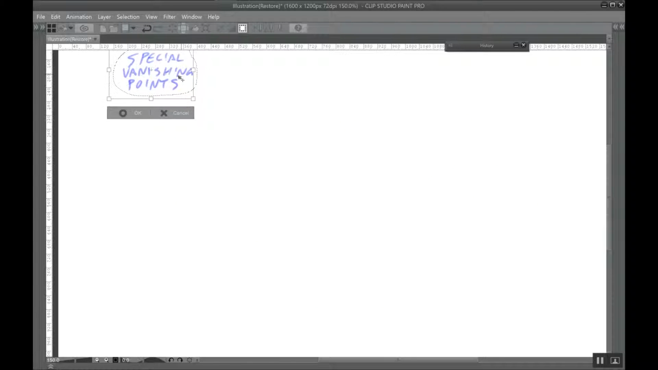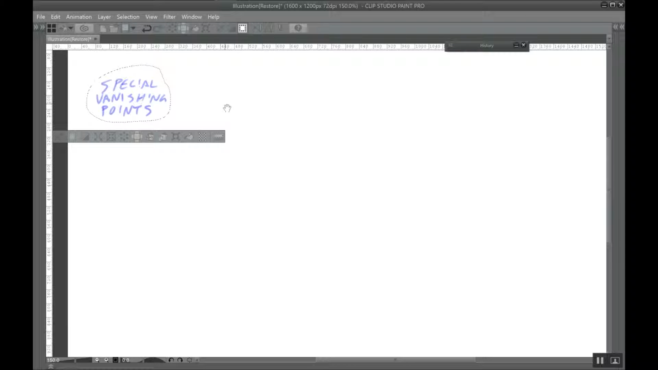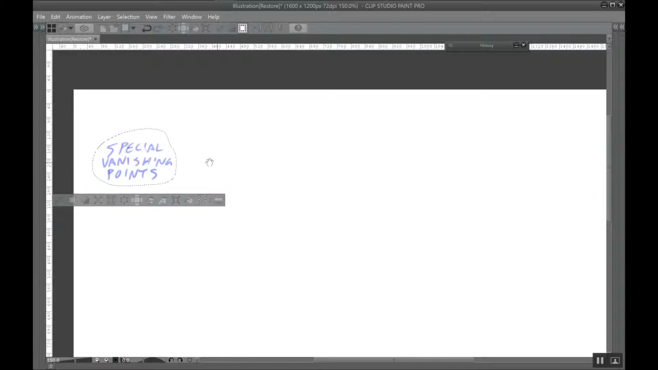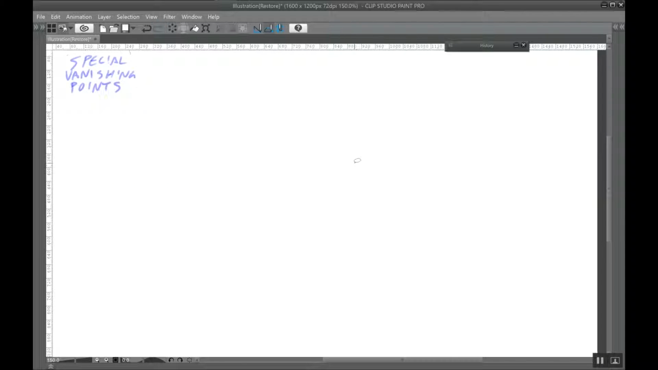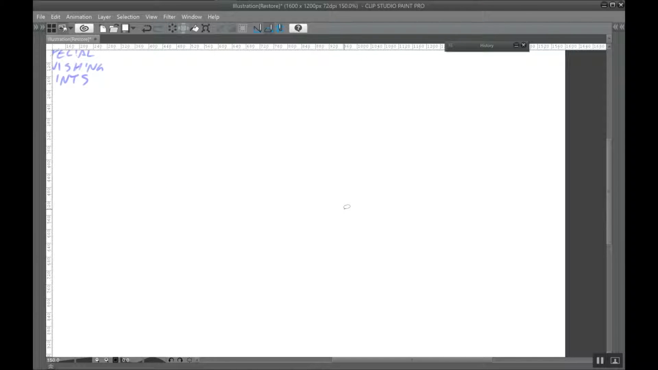However, diagonal vanishing points only occur at the 45-degree angle. It's virtually the same thing, really. Continue drawing lines. Vanishing points, VPs.